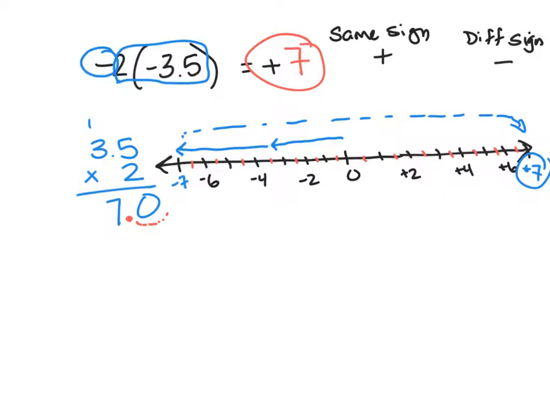Just know that sometimes that negative can make things go opposite. As long as you remember, when you're multiplying, same signs give you a positive product. Different signs give you a negative product. I had same signs here. That's how I ended up at positive 7. 2 sets of negative 3.5, but it was the opposite of the positive 2, negative 2. So it threw me off to the positive. The opposite of negative 7, positive 7.